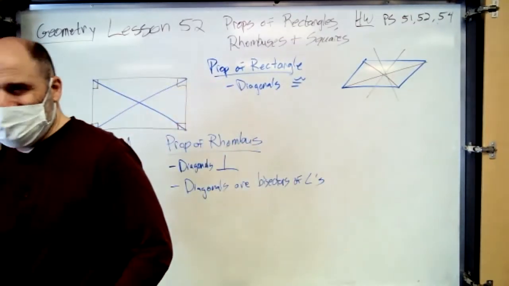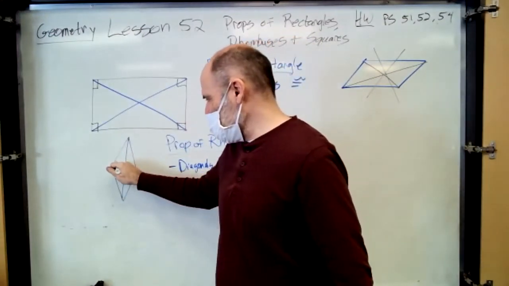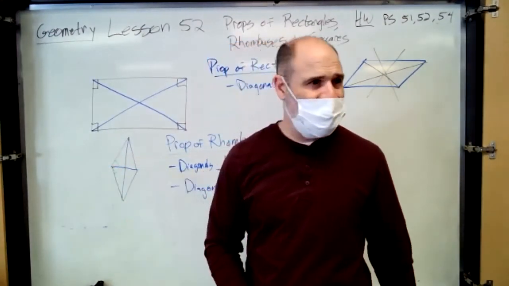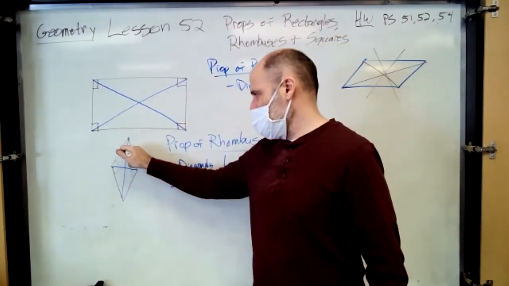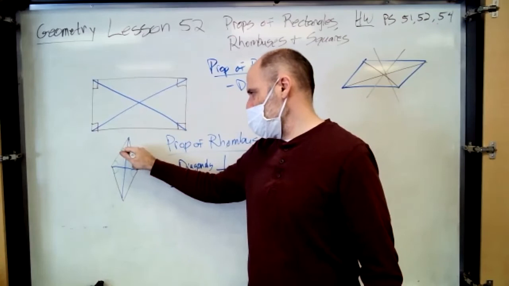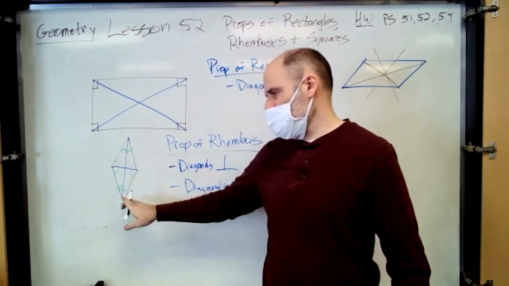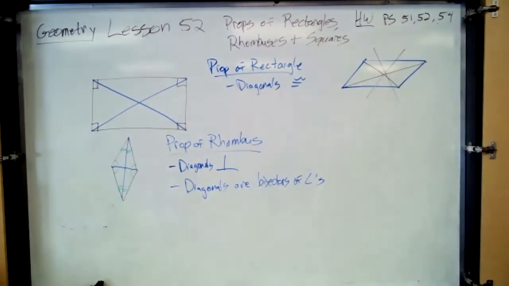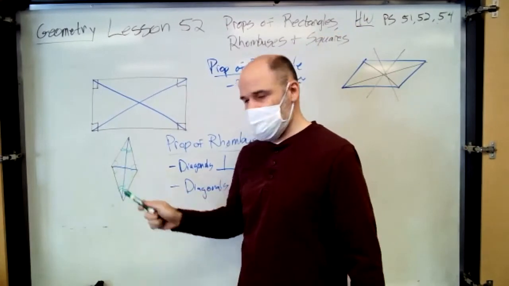I'm going to use green just because I want to show you here. This angle is the same as this angle. You see that? Which is the same as this angle and this angle. And then this angle is the same as this angle, and this angle is the same as this angle, even though I drew it wrong. So the diagonals not only are perpendicular, they are perpendicular bisectors of each other too, because these sides are the same and these sides are the same.